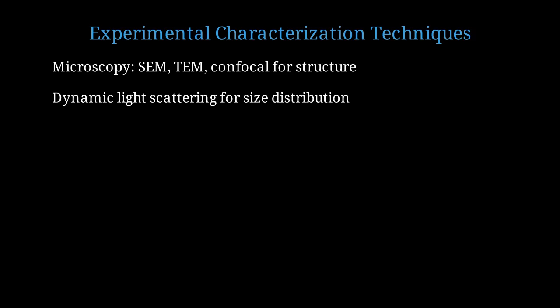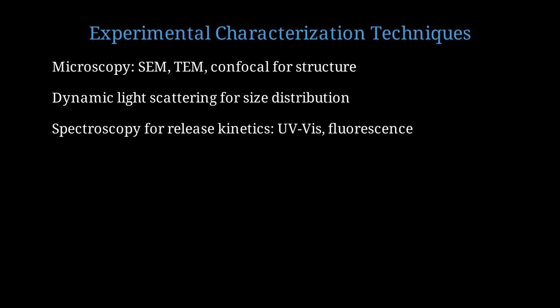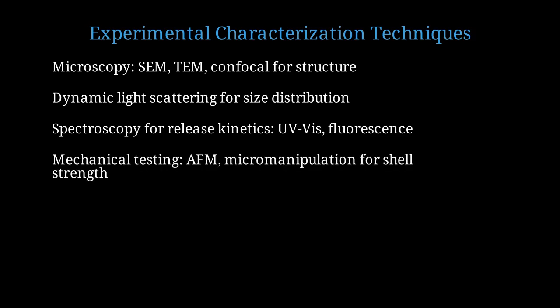Scanning electron microscopy, transmission electron microscopy, and confocal microscopy provide detailed structural information about shell thickness and morphology. Dynamic light scattering measures size distribution and can detect swelling behavior in response to environmental changes. UV-vis spectroscopy and fluorescence spectroscopy track release kinetics by measuring active agent concentration in the surrounding medium over time. Atomic force microscopy and micromanipulation techniques measure shell mechanical properties, including elastic modulus and rupture force.